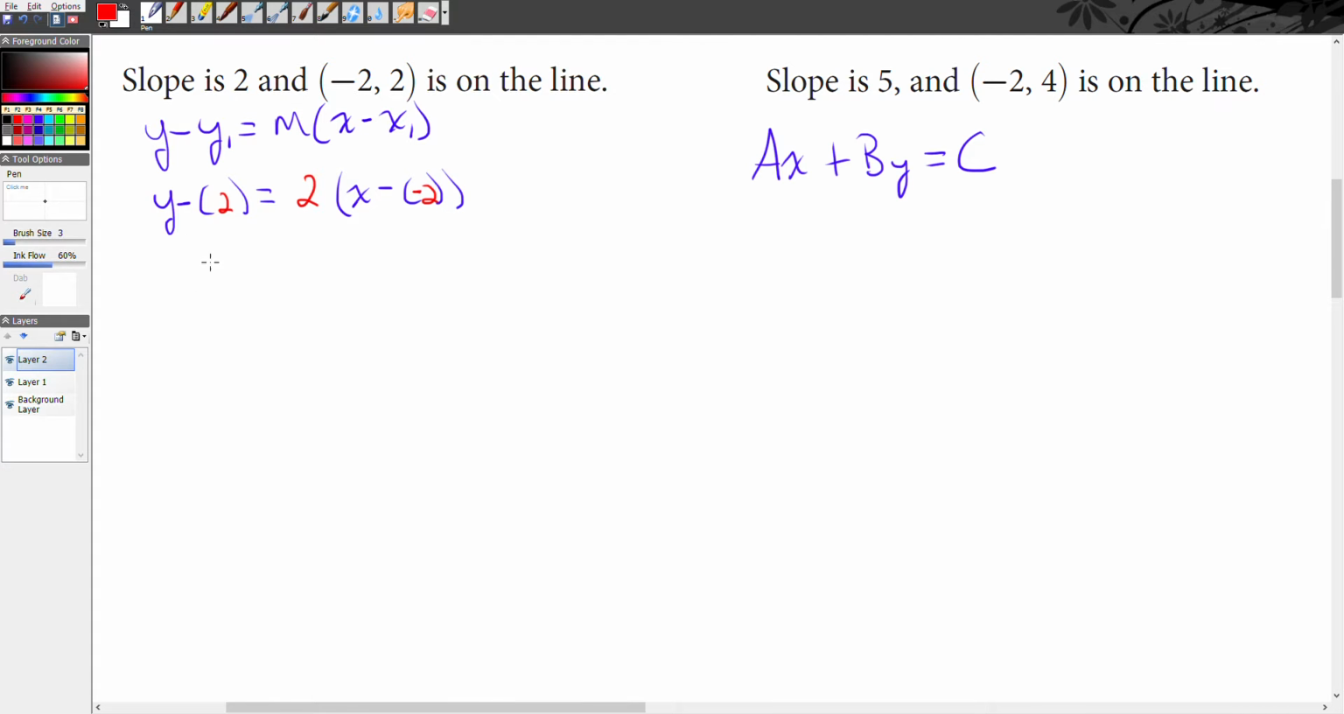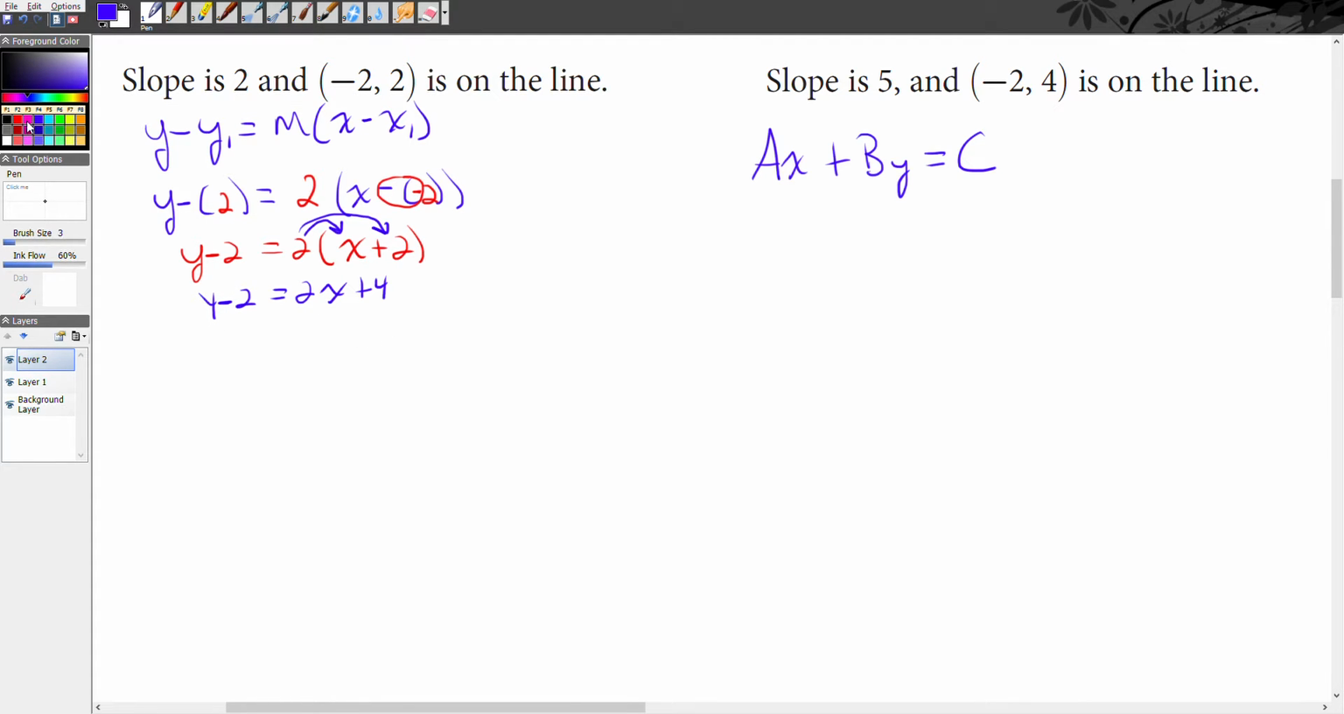And when we clean this up, what we have is y minus 2 equals 2 times x, and then you see here we have this double negative, right? So this is x plus 2. Now, once we have our equation in point slope form, what we want to do next is distribute and solve for y so that we can get the equation in slope intercept form. So we're going to distribute here. 2 times x, that's 2x, and then 2 times 2, that's 4. And so we now have y minus 2 equals 2x plus 4.